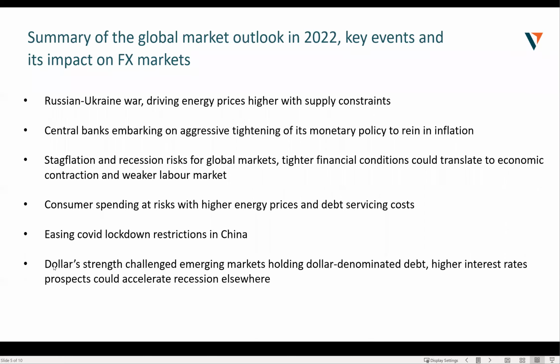So the dollar has been strengthening throughout this year, but at the same time, dollar strength also challenges emerging markets, especially those who are holding dollar-denominated debt. So higher interest rate prospects would then accelerate recession elsewhere. When they are holding on to this dollar-denominated debt and interest rates rise, they would have to pay more in their foreign currencies, and all the more so when the dollar strengthens as well.